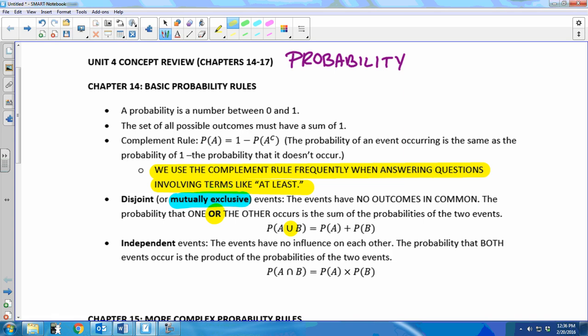Then you have an and situation. That upside down U means intersection. That means and. Probably both of those actually happening at the same time. You would just multiply those probabilities together. Again, this would be independent, where they have no influence on each other. That's basic probability rules. You guys knew most of those. Keep those in mind. Those aren't going away. Don't miss an easy question because you're overthinking it, too. That happens a lot on the AP exam.